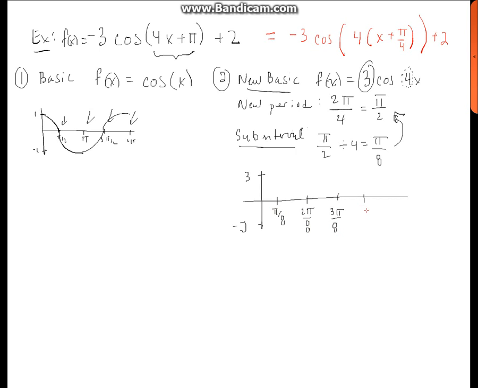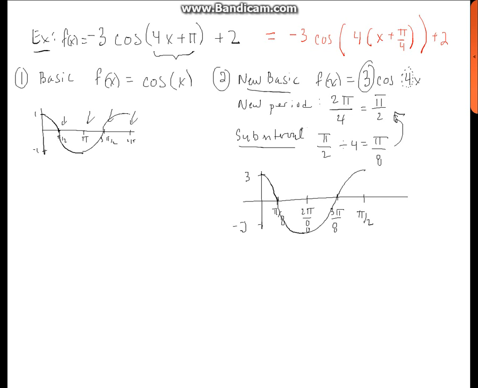But guys, 4 pi over 8 is the same as what? Take a second to think about it. It's pi over 2. All right, so what does cosine do? It starts high, comes low, gets lower, comes up, and it's high. That's our new basic graph. Pretty simple. All right, now we're ready to do some business here.